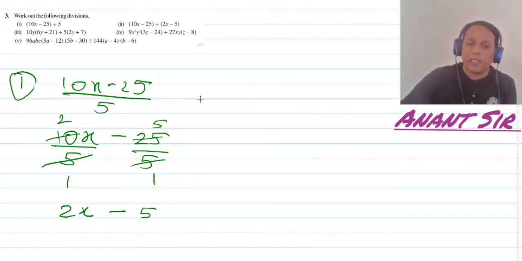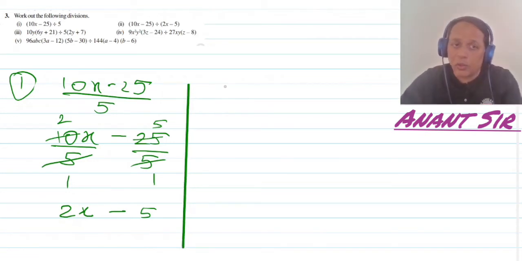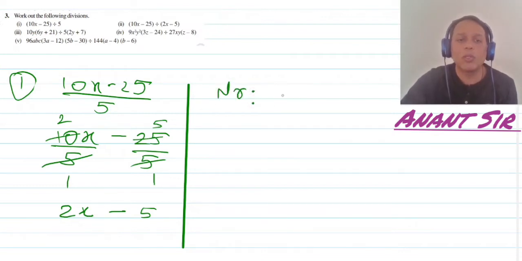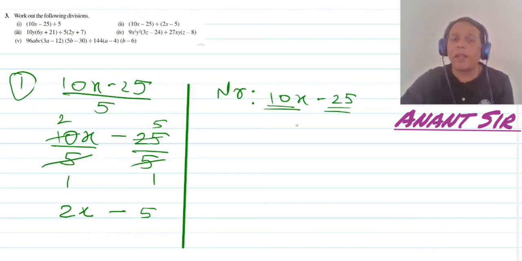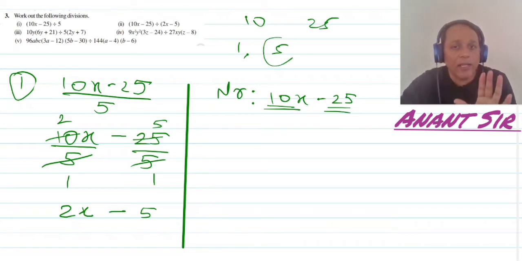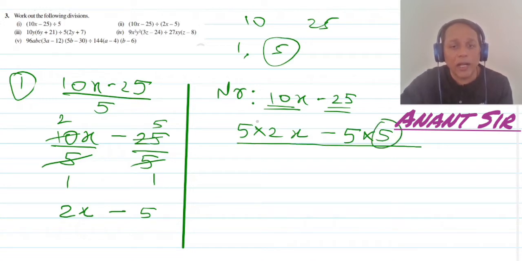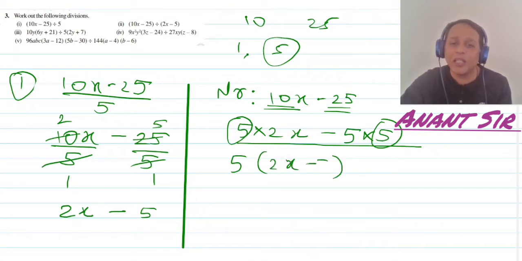Okay. The second method: we have done this type of questions in the earlier videos. We have factorized. So now what was the numerator? The numerator was 10x minus 25. Now 10 and 25 can be divided by only 1 and 5, right? So 5 is the greatest number which divides both. So I can write 10 as 5 times 2 with x as it is, and 25 as 5 times 5. So what is common in both the terms? 5. So if I take 5 common, then what remains is 2x minus 5.